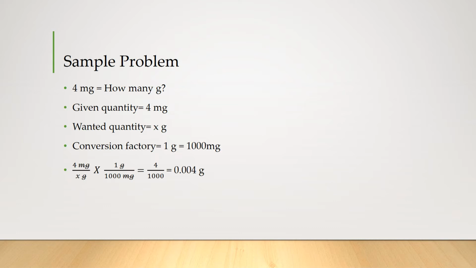And you'll notice that I've crossed through milligrams. So these are the factors that we can get rid of that we don't have to include in our formula. So we can cross out the milligrams and we can cross out the grams. So 4 times 1 equals 4 on the numerator, and then 1,000 milligrams times x is 1,000x. And then we'll divide 1,000 into 4, and that gives us our grams.